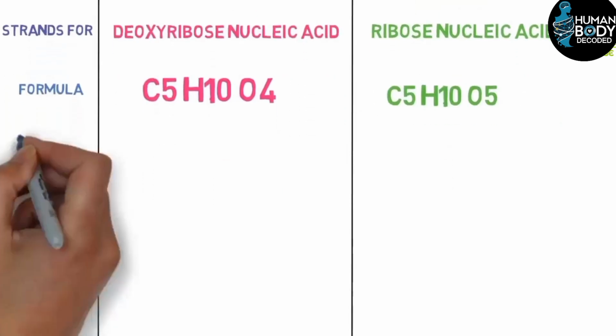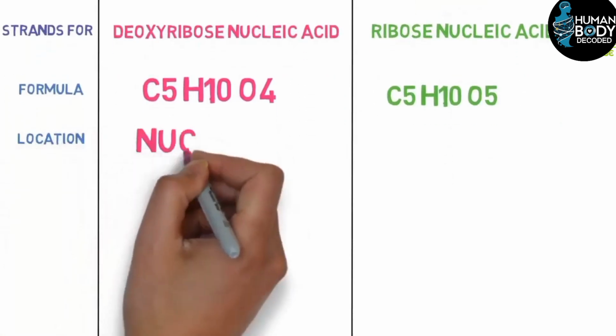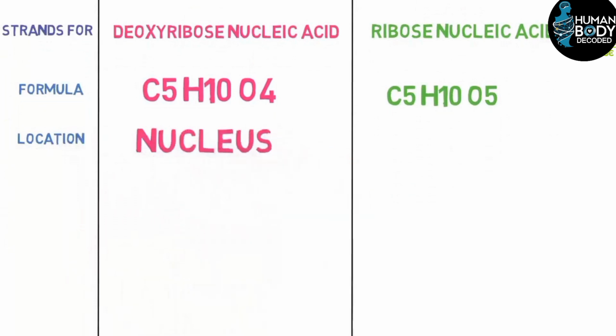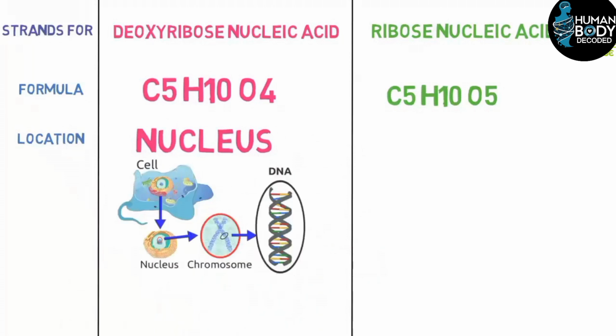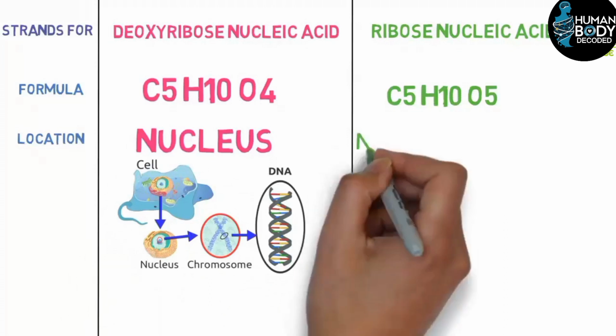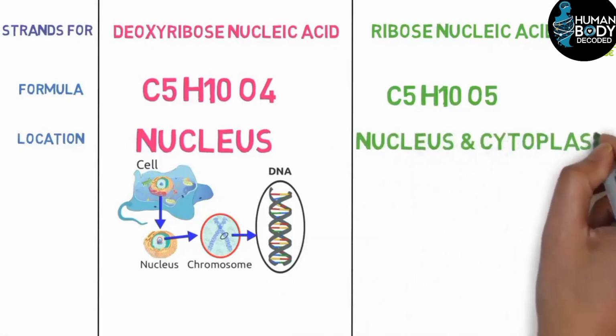Speaking of location, DNA is found in the nucleus. Look at this picture of a cell. You can see inside the cell there is a nucleus. And inside the nucleus there are chromosomes. And within the chromosomes is DNA. However, RNA is found in both the nucleus and the cytoplasm.